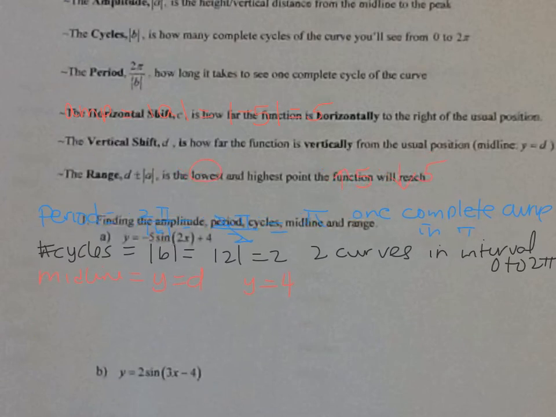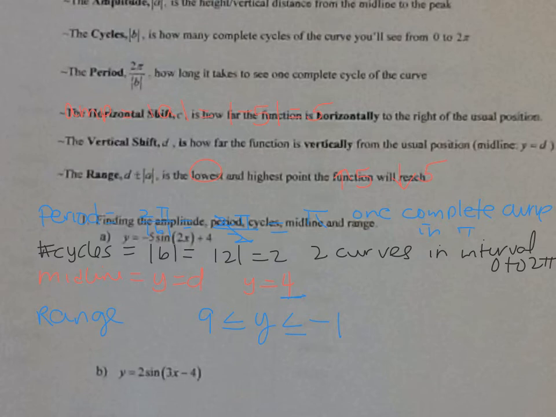Okay, so your range is how far up and how far down it's going. If the middle of your curve is 4 and it's going up 5, that means it's going to go up to 9. Less than or equal to y is less than or equal to, because remember it's a y value. And from 4, it's going to go down 5, which means 4 minus 5 is negative 1. So your range is 9 is less than or equal to y is less than or equal to 1.